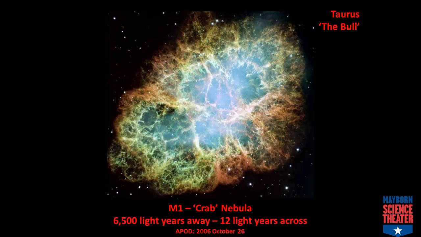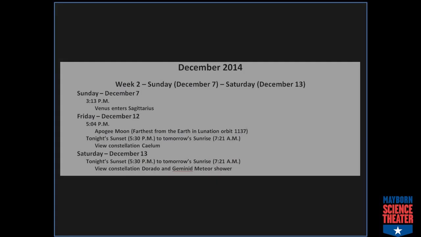Okay, let's look on. Here's another. This happens to be M1. This was the first thing he recorded in his search, the Crab Nebula. Well, we'd have to figure out why it's called the Crab. But anyway, you can see the gas around it, the nebula here. Okay, that gives you an idea of perspective. Let's go to the second week.